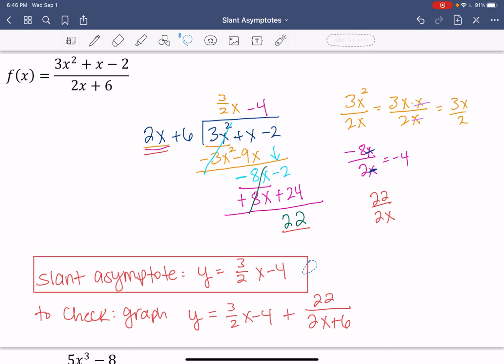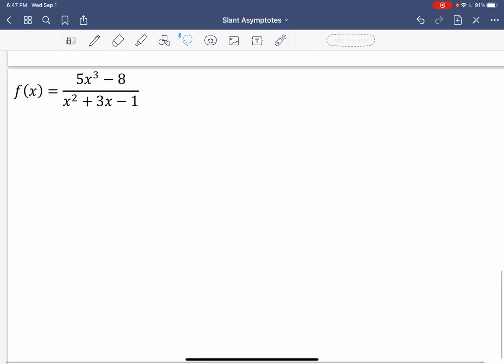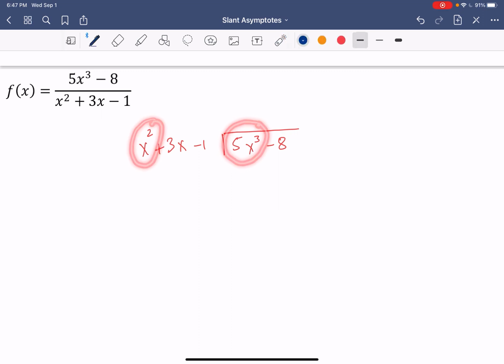Okay, let's do one more. So we have f of x equals 5x cubed minus 8 all over x squared plus 3x minus 1. So again, you'll start by putting your denominator outside. And your numerator inside of the long division symbol. And you're going to divide the highest degree term, here it's x cubed, by the highest degree outside, which is x squared. So we're going to divide 5x cubed by x squared.